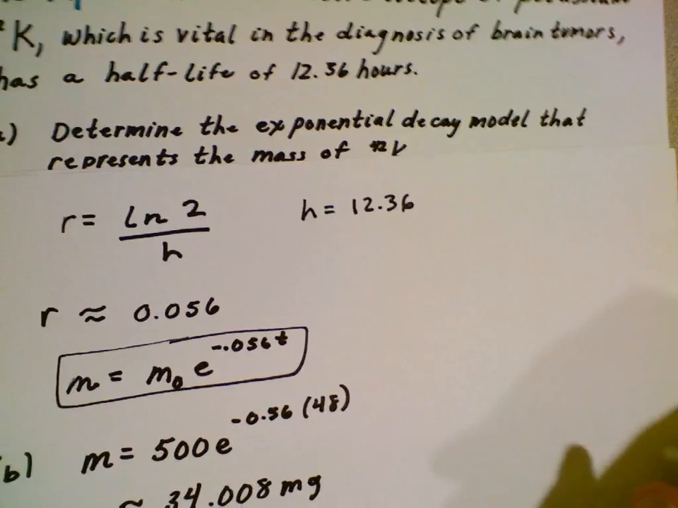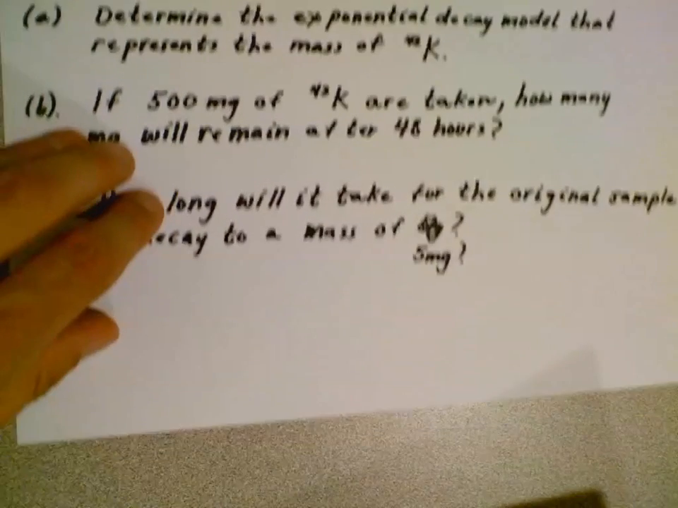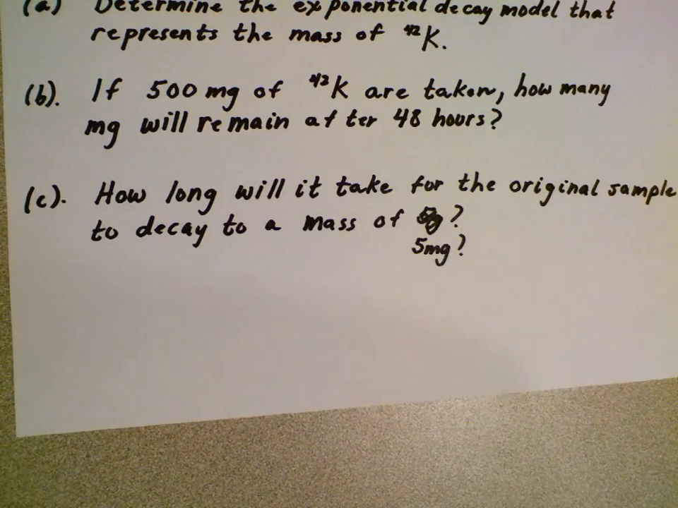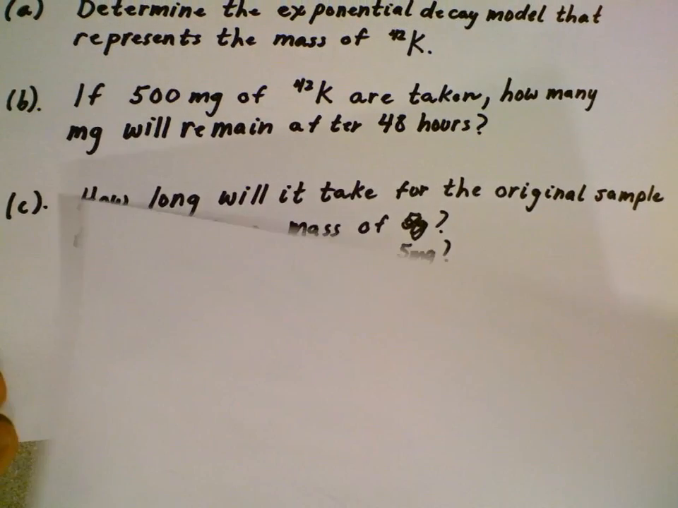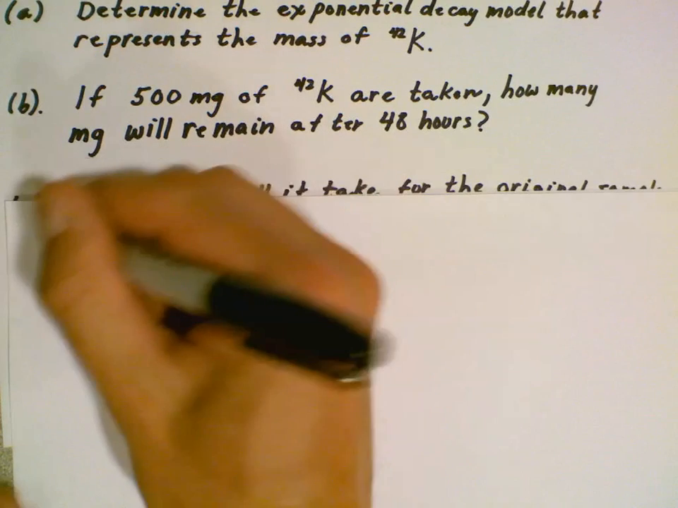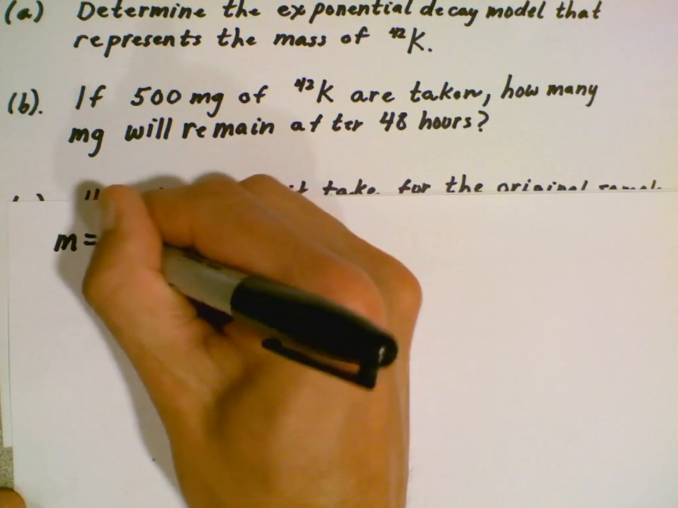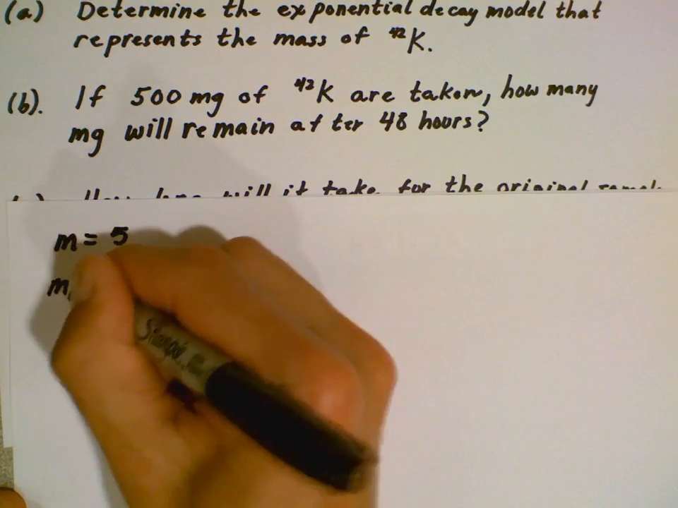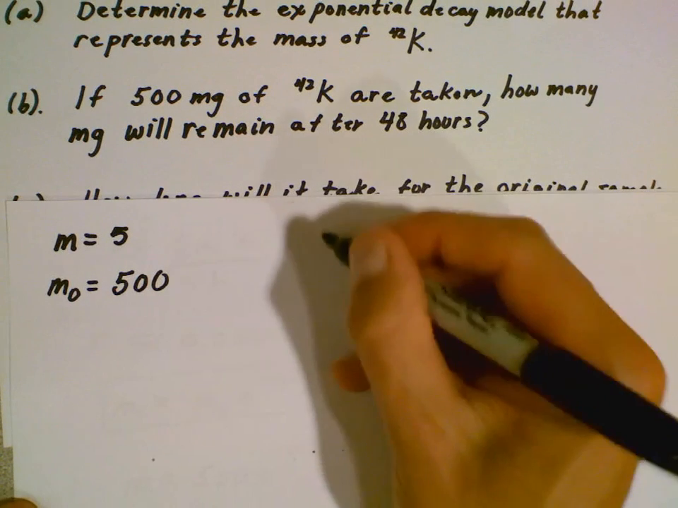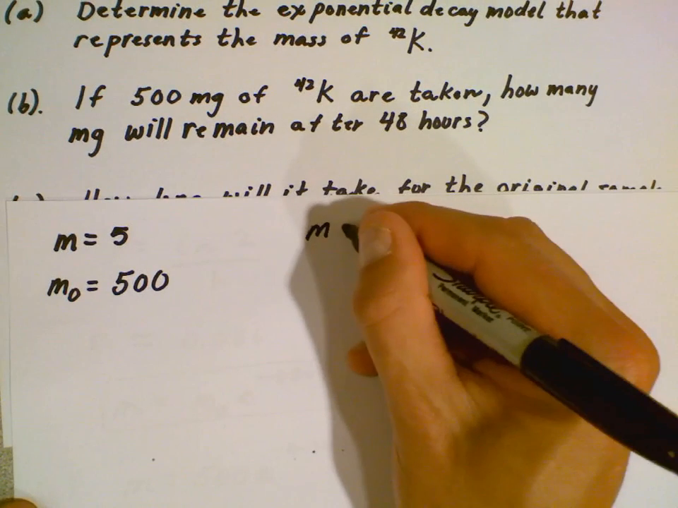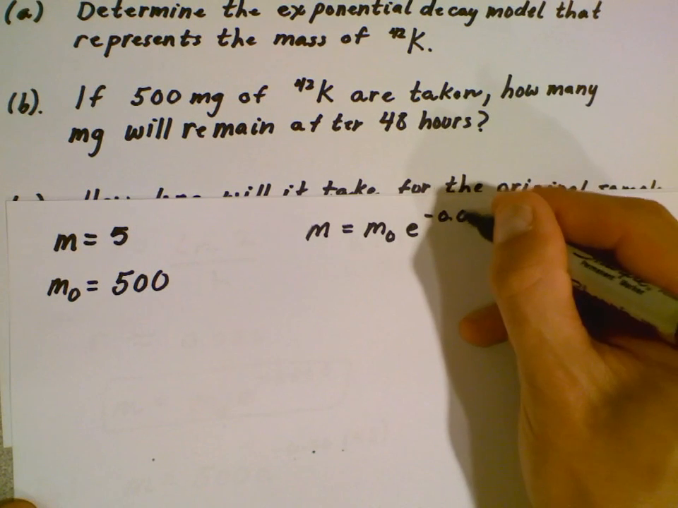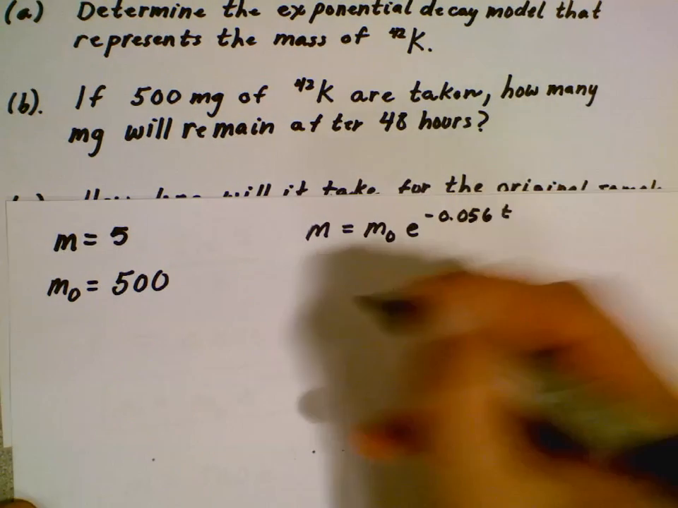Now let's look at part C. How long is it going to take for the original sample to decay to a mass of 5 milligrams? In part C, m is going to equal 5, and m sub 0 is going to equal 500. Now it's just applying what we know to our formula. The formula is m equals m sub 0 times e to the negative 0.056t, and now it's a matter of substitution.